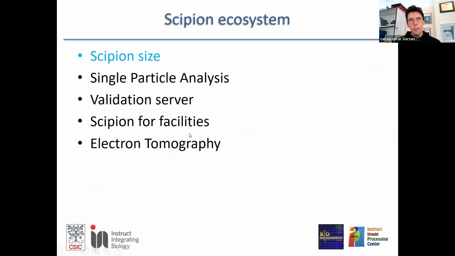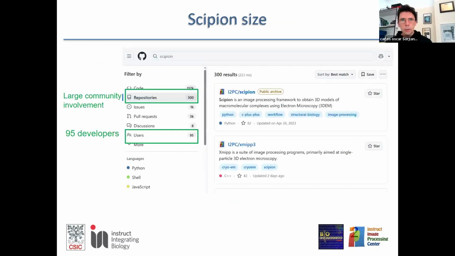We will start talking about what is the Scipion size in terms of usage and developers, and then specifically the topics for cryo-electron microscopy. All our code is in GitHub. If you look for Scipion in GitHub, we have 300 repositories. Some of them are software, some of them are documentation. Overall, we have over 100 different software packages. As you can see here, there are 95 developers registered in Scipion, so it is not only our lab, but many other developers around the world contribute to Scipion.